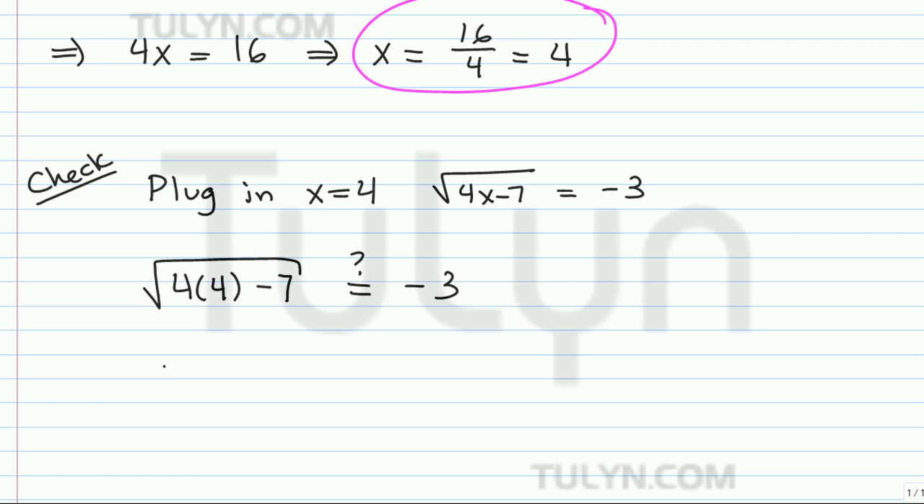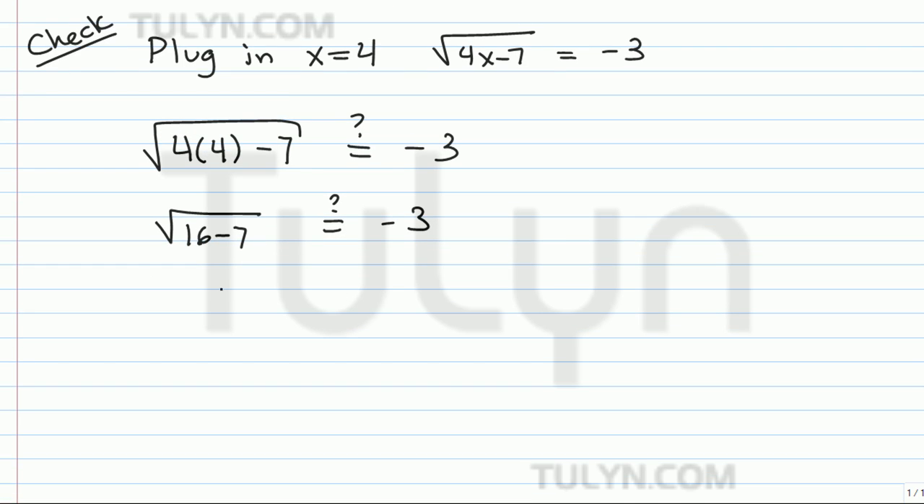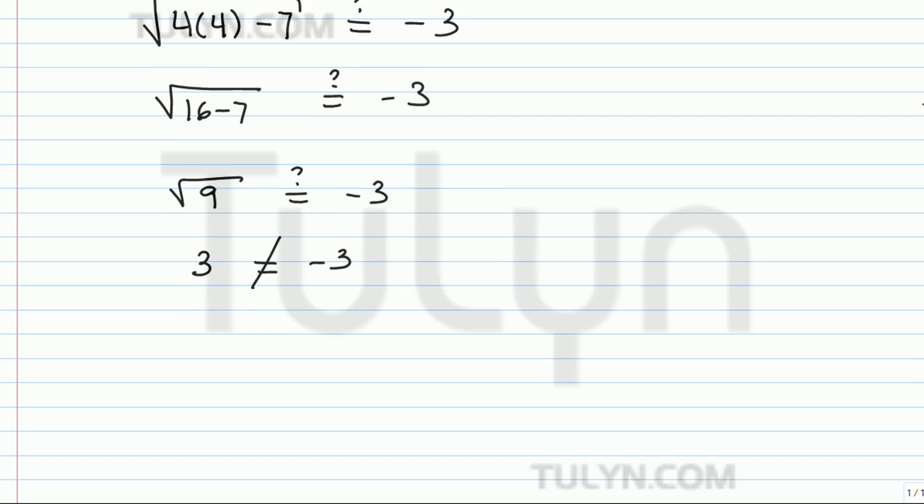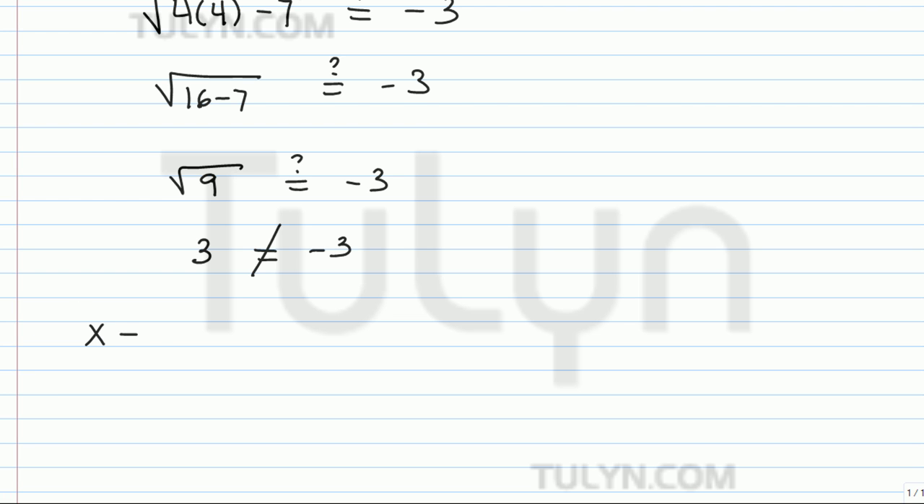So simplifying this further, we get the square root of 16 minus 7, and we want to see if that's equal to negative 3. So 16 minus 7 is 9, so we want to check to see if the square root of 9 is equal to negative 3, and the square root of 9 is 3, which is actually not equal to negative 3. So the solution that we found, x equals 4, is called an extraneous solution.